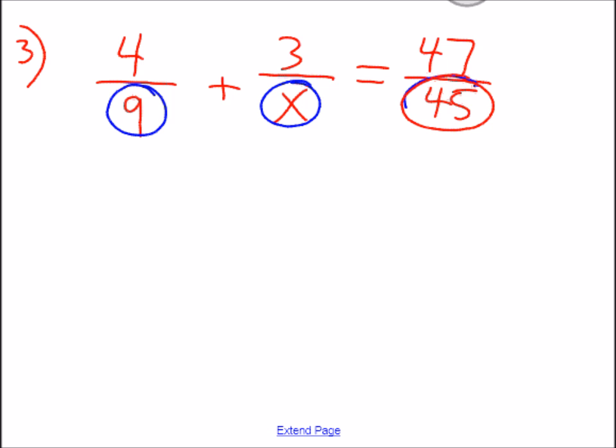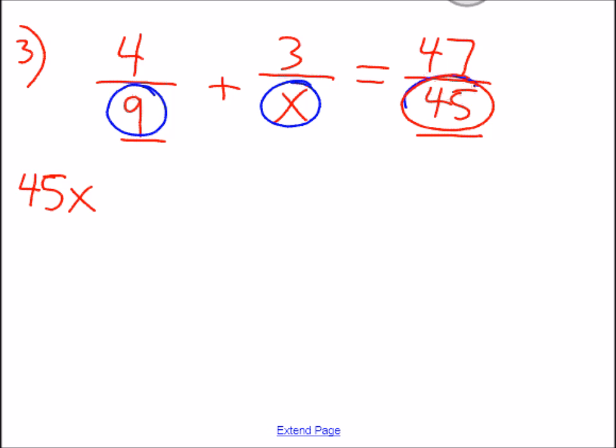Well, it doesn't affect it that much, but you do have to be careful. If I look at my denominators between 9 and 45 only, the least common denominator would be 45. But the problem here is we don't know what x is. x could be a multiple or a factor of 9 and 45, or it could be a totally different number that could affect it. So we actually have to multiply this least common denominator by a factor of x. So our least common denominator is actually 45x.